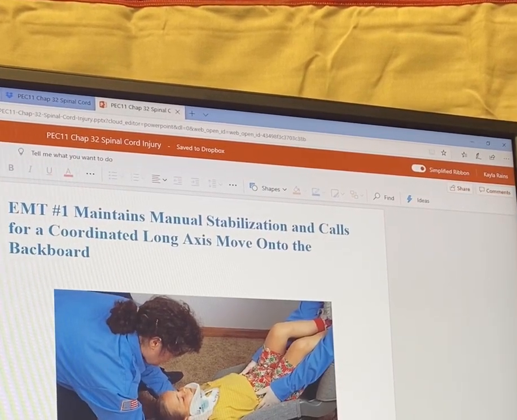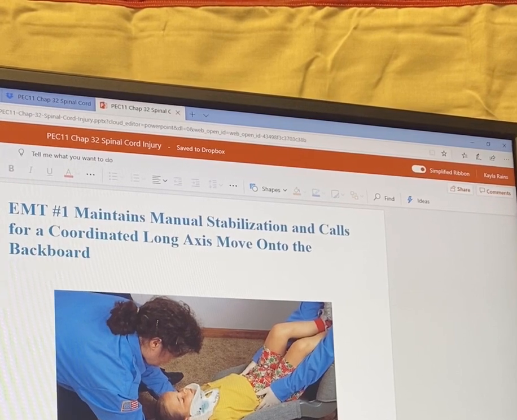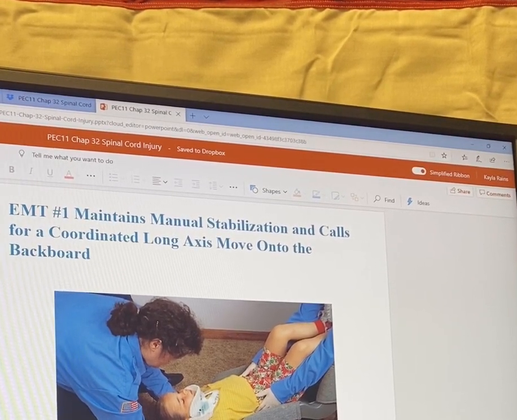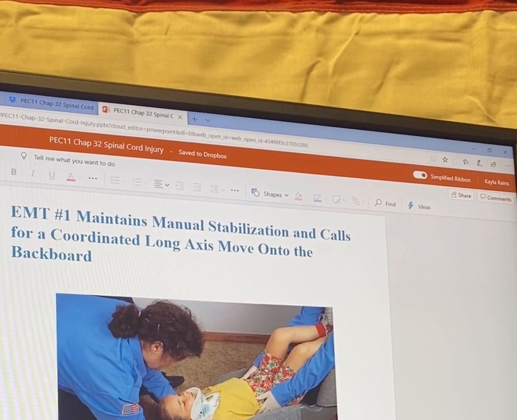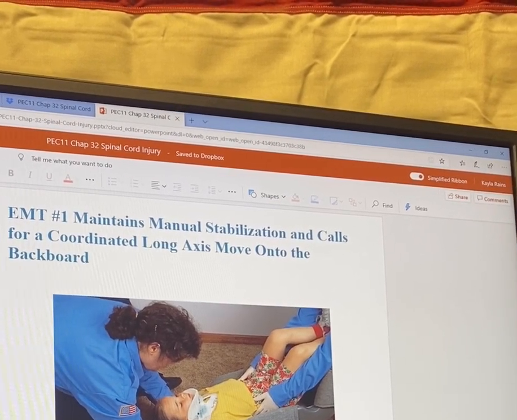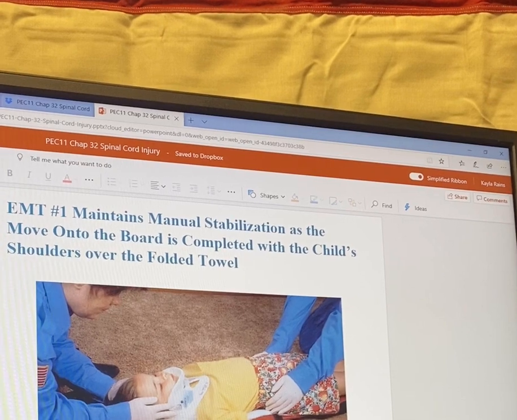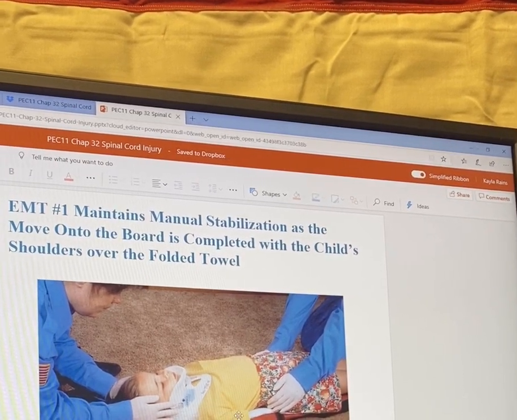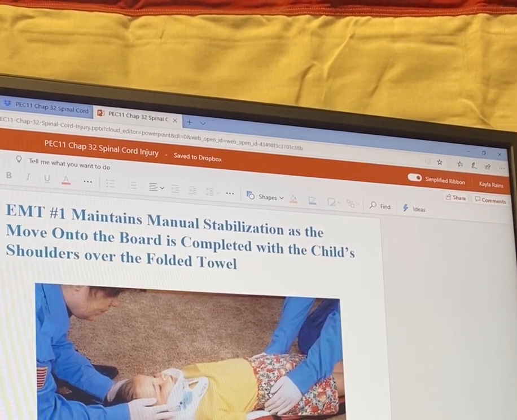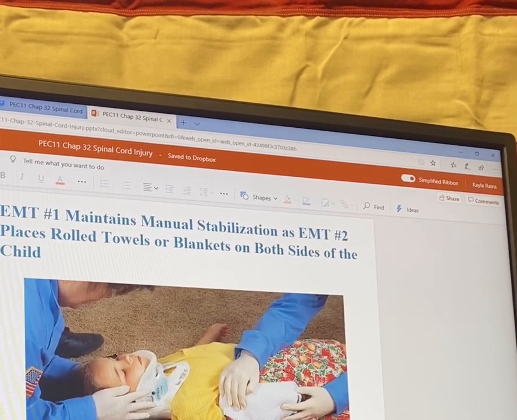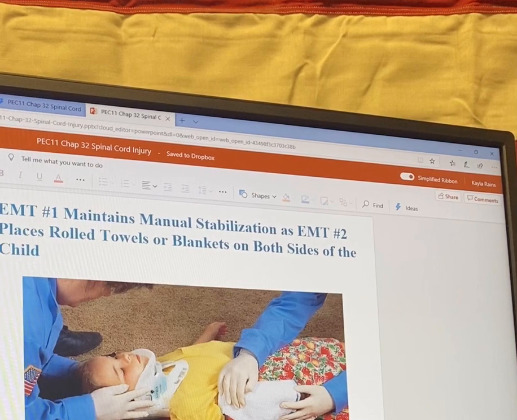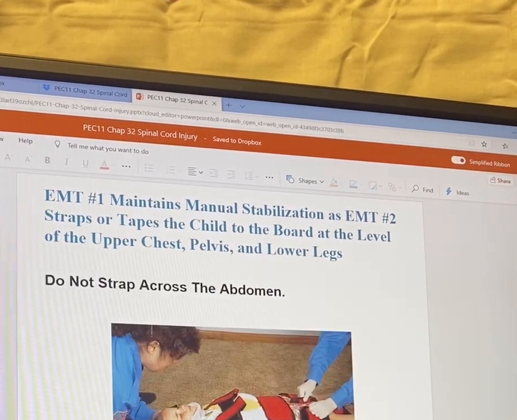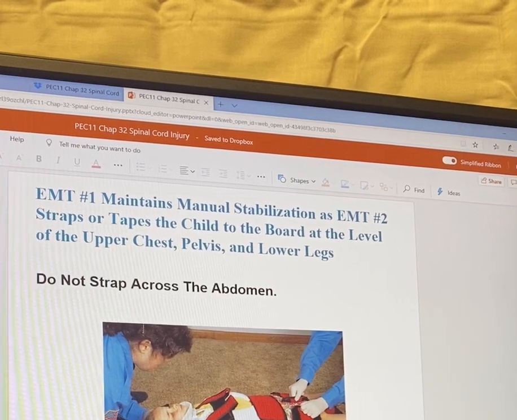Alright, lay the car seat back, or put a backboard, kind of like you do with a KED, down the back of the car seat. Lay the seat back and then slide the kid onto the backboard. Okay. You want to make sure you pad behind the shoulder area. This will allow for alignment of the head, neck, and spine. Do not strap across the abdomen.